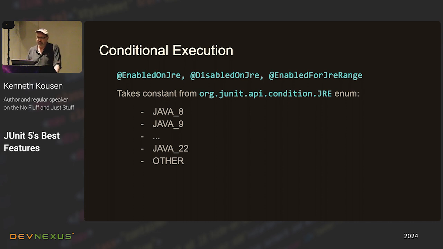Like enabled on JRE and disabled on JRE, and then another one called enabled for JRE range, where you could put in a min and a max. Now the min generally defaults to Java 8 because JUnit 5 requires Java 8. And the max is supposed to default to whatever's current, but since you don't know what's going to be current in the future, it's best to put in an actual value there. Frankly, I put in a min as well, just to be explicit. It's documentation that way.